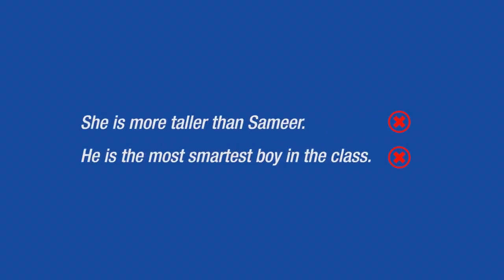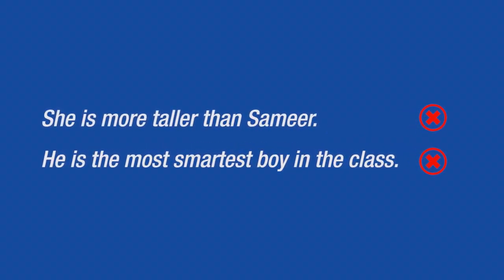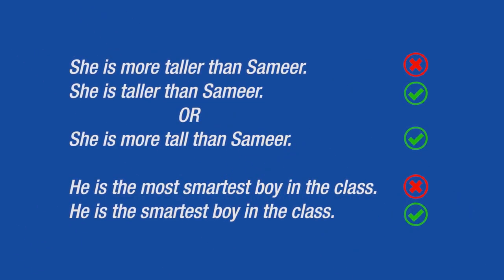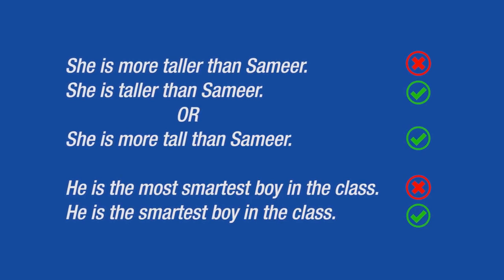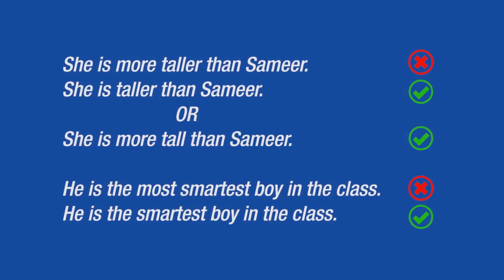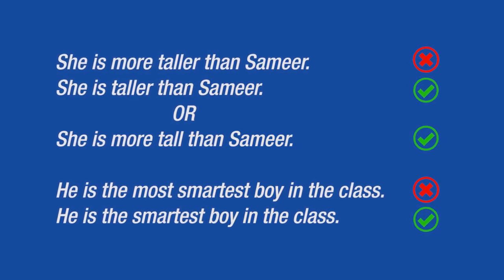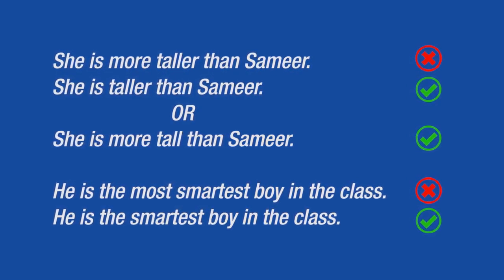Number 4, she's more taller than Samir, or he is the most smartest boy in the class. Now, as a rule of the language, we cannot use more when we've already suffixed er while comparing. And we cannot use most when we have suffixed est in the adjective itself. Now, this again is a redundancy. So, instead of she's more taller than Samir, you can use she's taller than Samir or she's more tall than Samir. In place of he is the most smartest boy in class, you can say he's the smartest boy in the class.